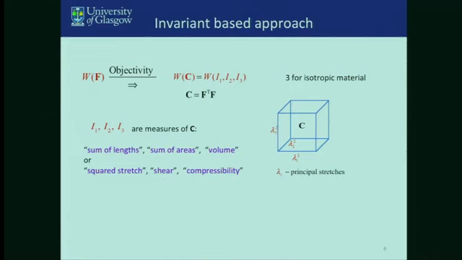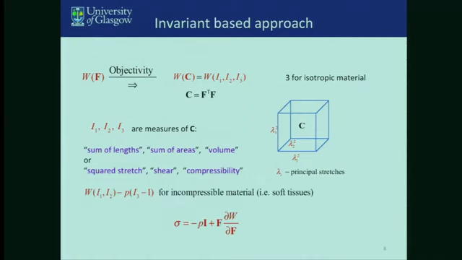So I1, if you think about a 3D deformation, is just a sum of lengths. In fact, it's length squared because you used C. And I2 is the sum of areas of this box. And I3 is the volume of this box. And they correspondingly measure the squared stretch, shear, and the compressibility. Okay, so in terms of mechanics.